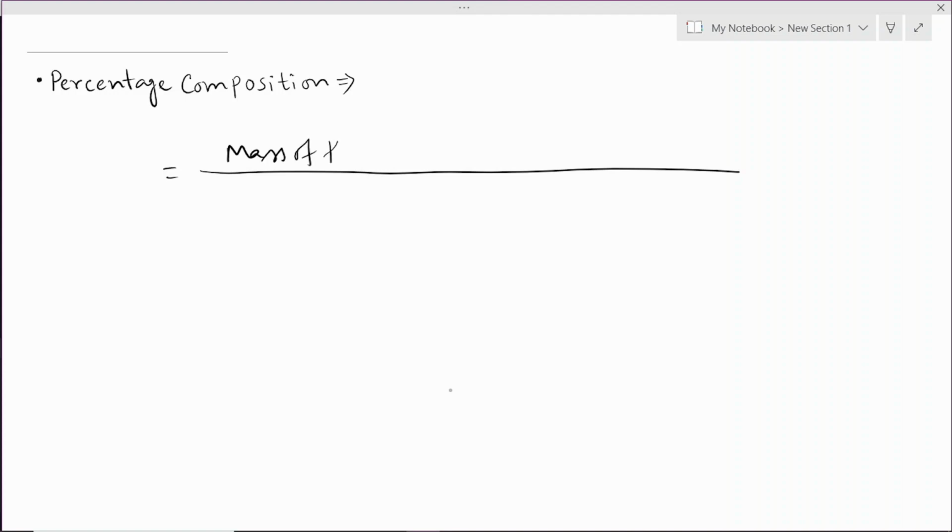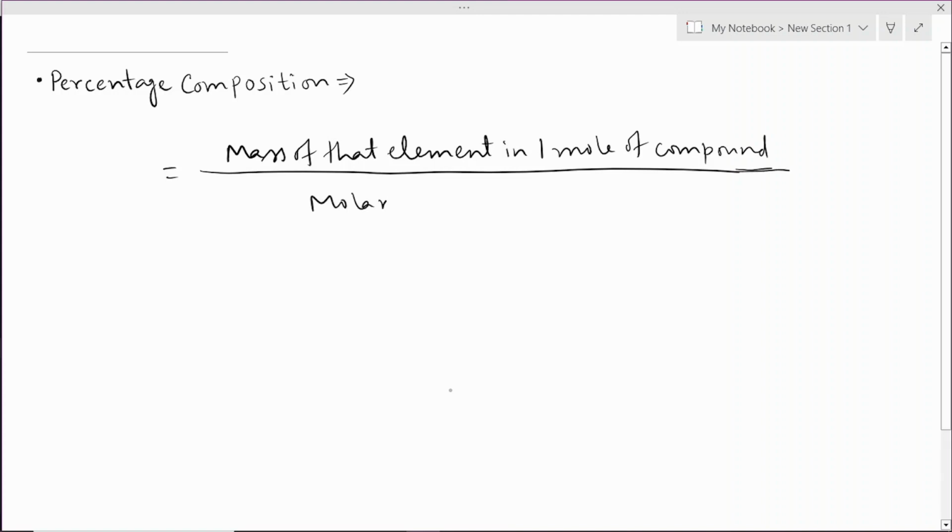mass of that element in 1 mole of the compound upon molar mass of the compound into 100.